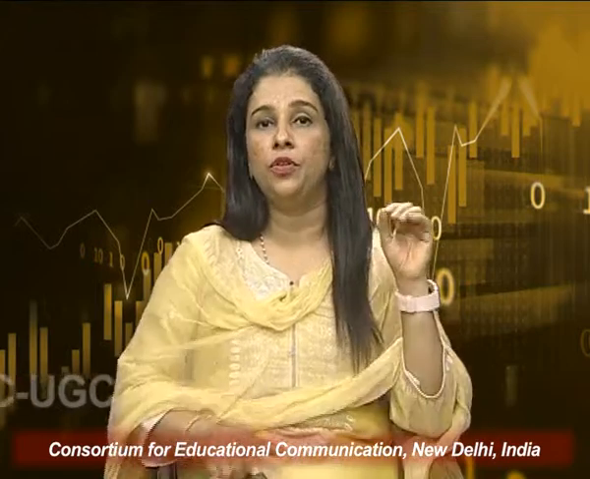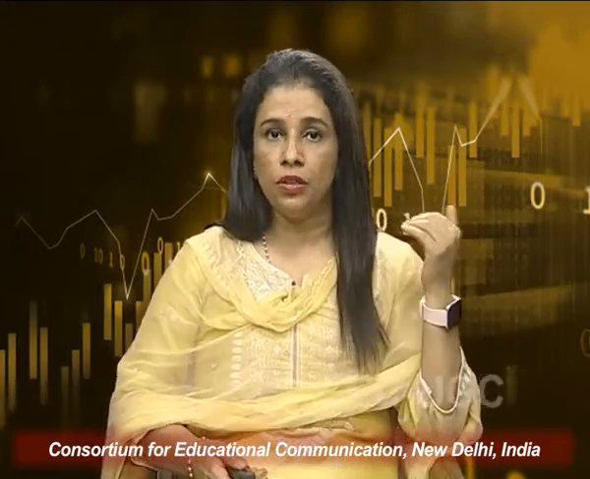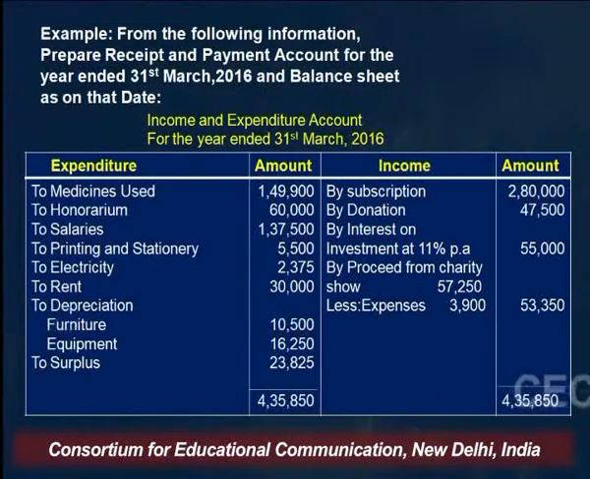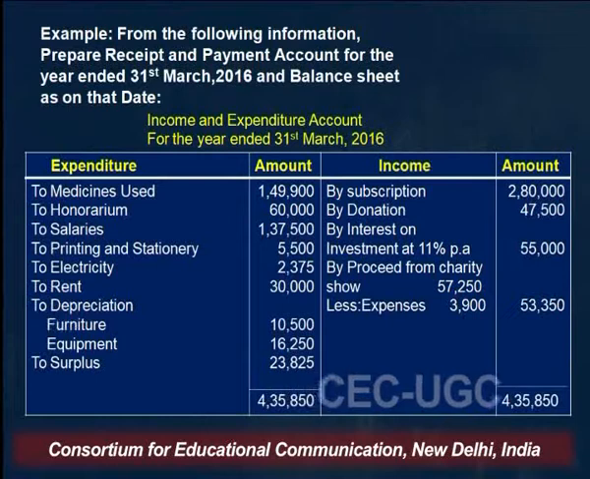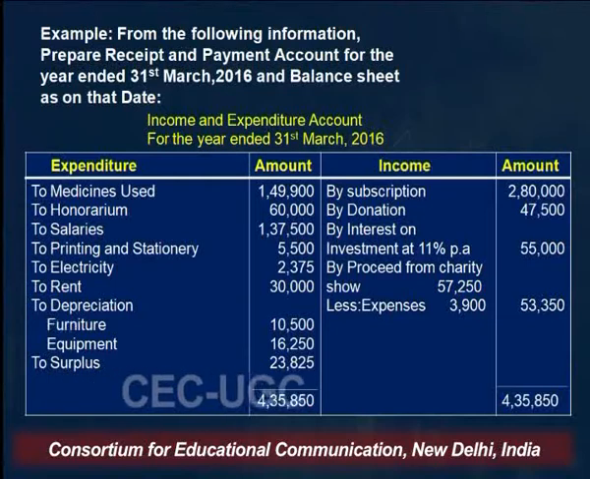So before preparing the receipt and payment account, we have to consider the expenditure side and the income side. On the expenditure side, all the items appearing except depreciation and surplus, because depreciation is a non-cash item and surplus is the profit, so this will be shown in the balance sheet. All the items shown on the expenditure side of the income and expenditure account will be shown on the payment side of the receipt and payment account.